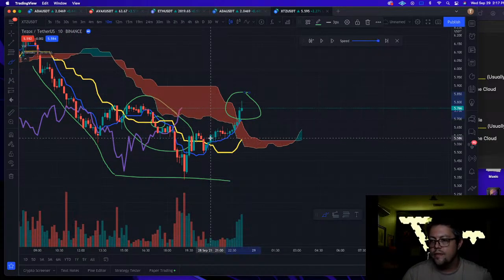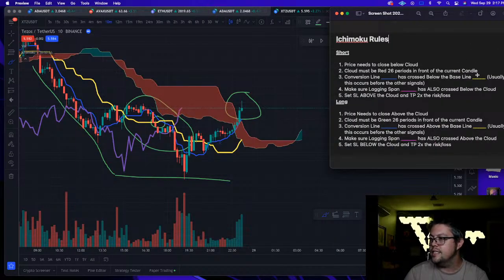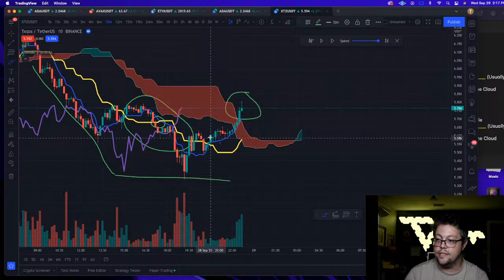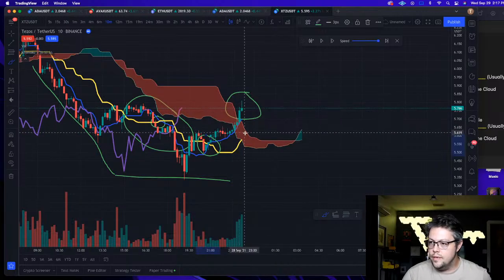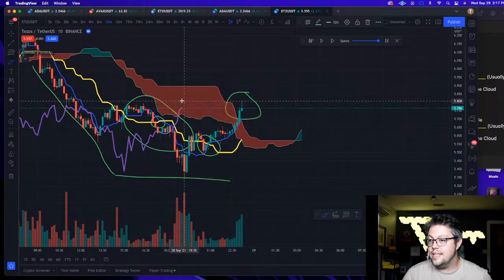What else do we have? Oh, the blue baseline needs to be above the yellow line for long. So that is, boom, check. And then our lag line is in the cloud right now, which is interesting.